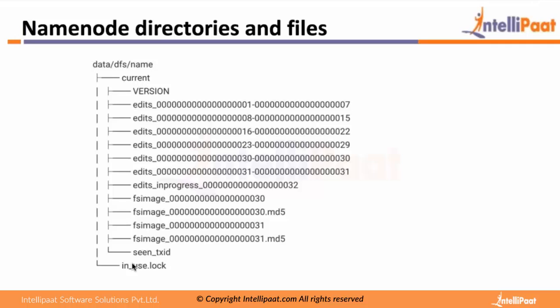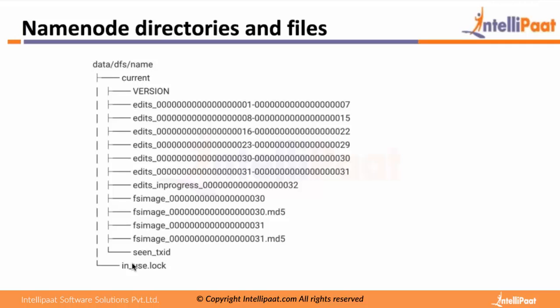And this will also tell ctime, which tells when this was actually created. Ctime means creation time. And layout version. Layout version tells what kind of layout is being used for writing this metadata, so what is the version of the data structures being used inside this name node. And then there are two other types of files: one is edits files and one is FS image.